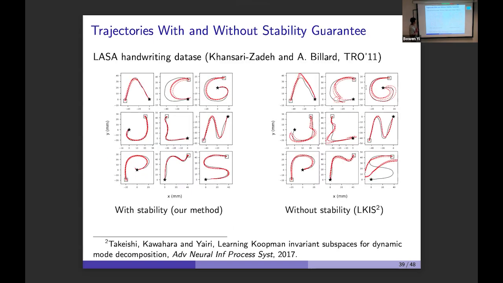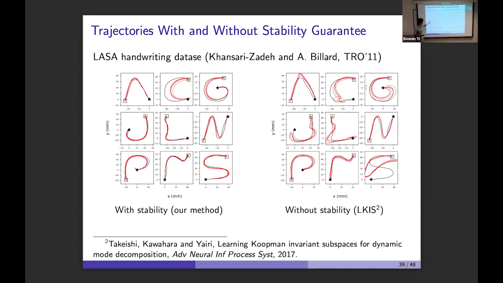So here we use a very famous dataset for learning, a handwriting dataset, the LASA handwriting dataset. The human being manipulates the robot to write down some letters, like A, C, G, and we try to learn the model of the system. From the prior knowledge of this dataset, we know the system is stable.